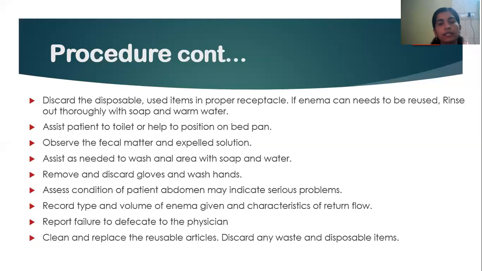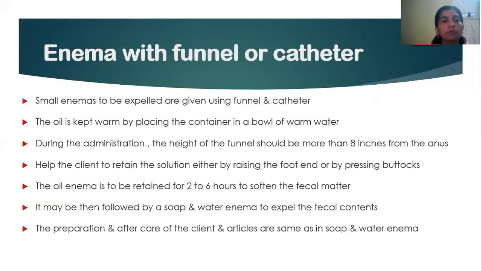Okay. So this is the procedure for a cleansing enema, or can-type enema. If it is with a funnel or catheter, the procedure has a few changes. Here, a small enema to be retained is given using a funnel and catheter. We use this type for small amounts, and oil enema is usually preferred for this type.